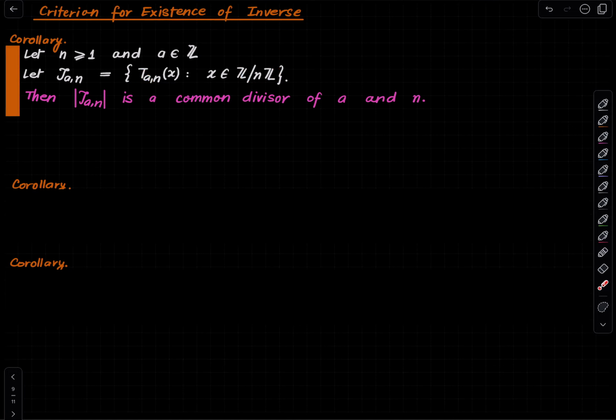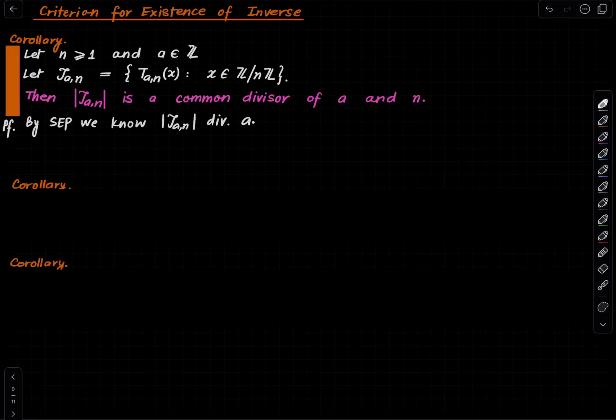We claim that this number is a common divisor of A and N. It divides both this and that. Well, why is that true? We already know by the second equipartition property, by the second equipartition property, we know that this number divides A. This was part of that whole package.